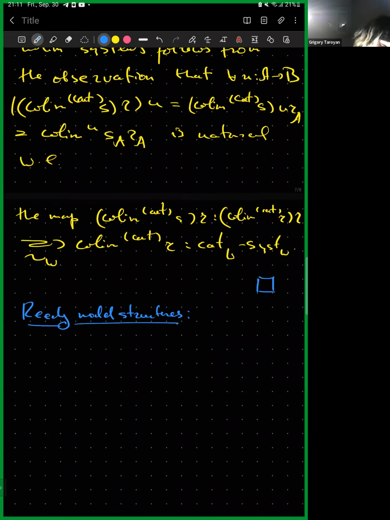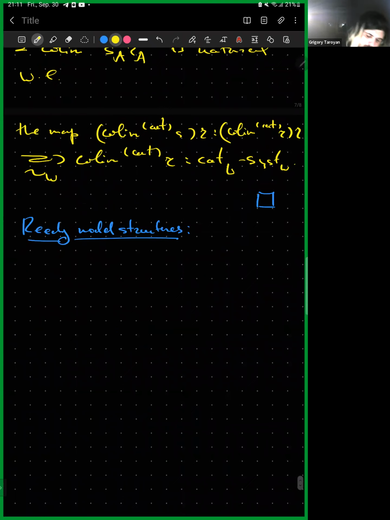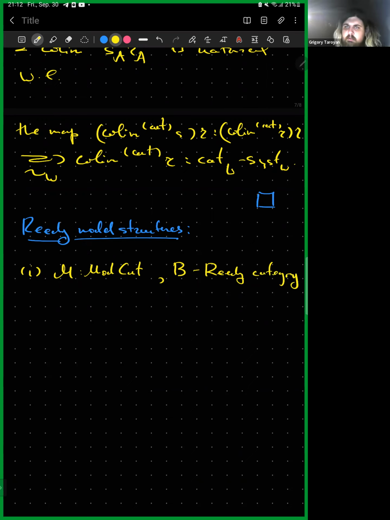So first, let me briefly sketch what is going to happen. The idea is that if M is a model category and B is some special kind of category, which is called a Reedy category, for example, the simplex category or something like this, then the category of diagrams acquires something known as the Reedy model structure.